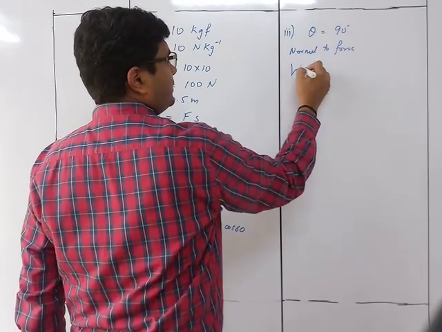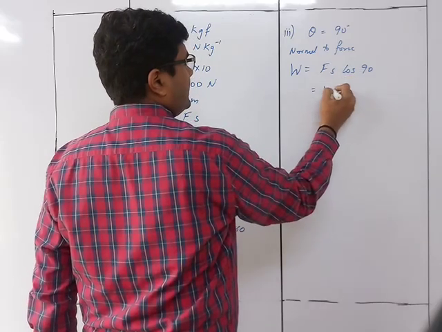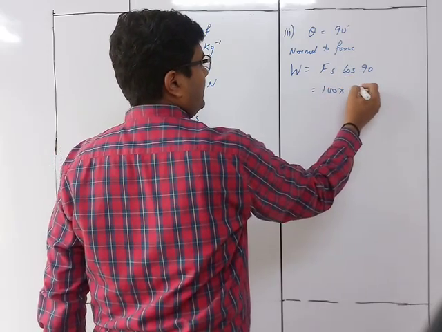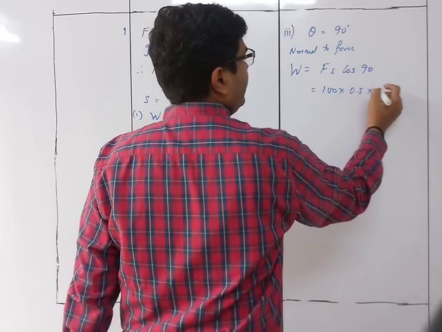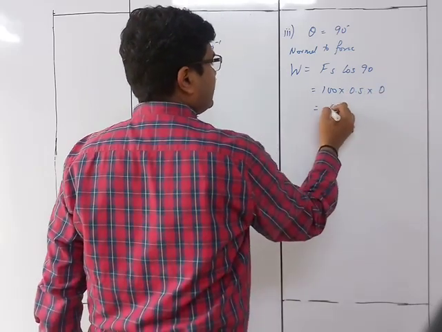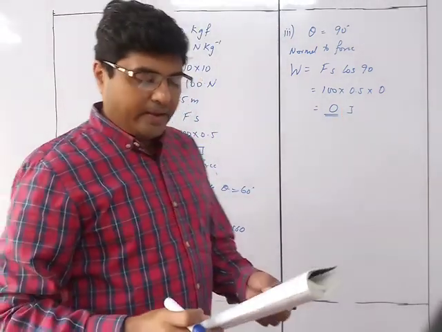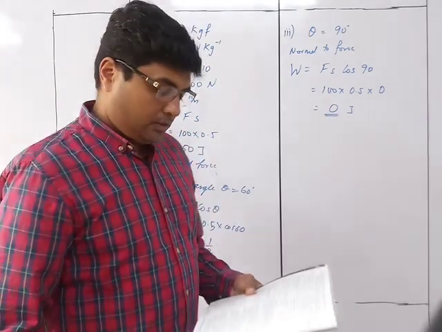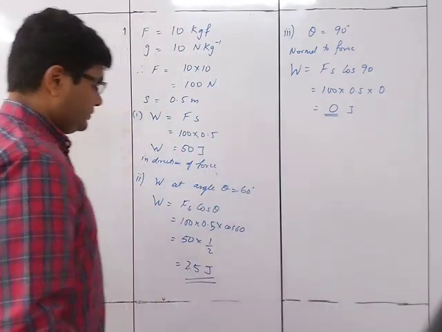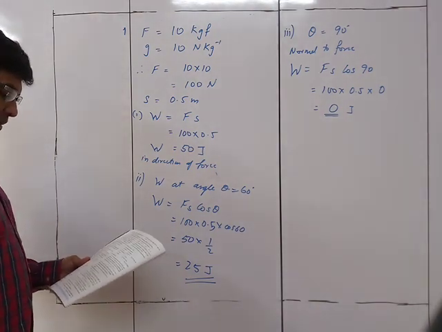So W is equal to Fs cos 90, so that will be 100 into 0.5 into cos 90. Cos 90 is 0, so hence the answer is 0 joule. So the work done will be 0 when it is going to be normal to the force. So this was the first question. We move on to question number 2.